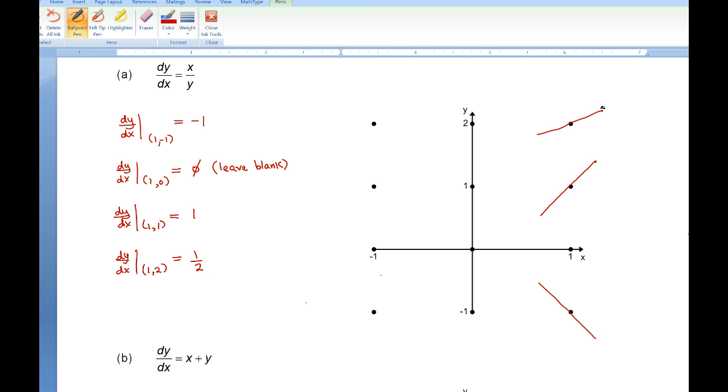Okay, let's see if we could do some of these without having to. What's the point of this? Okay, so the point of the slope fields is when you create.